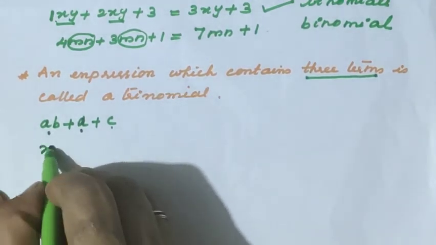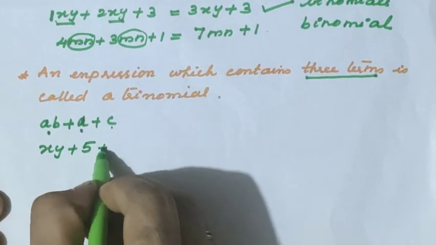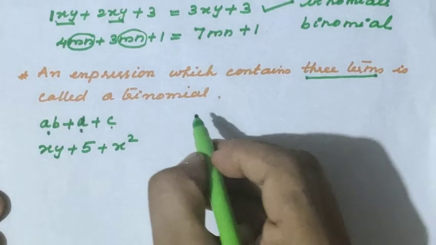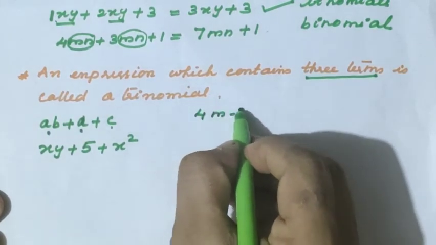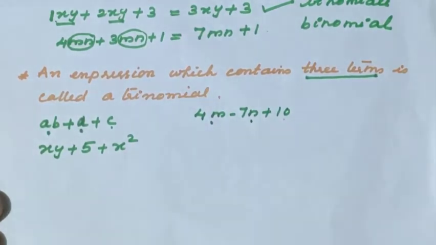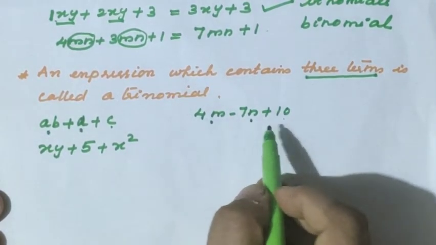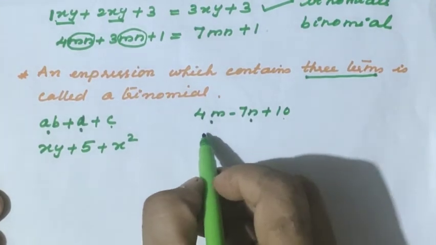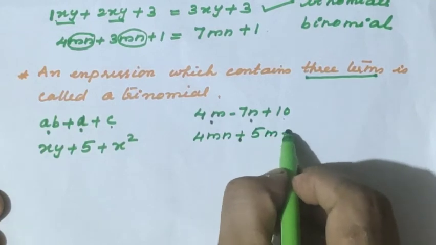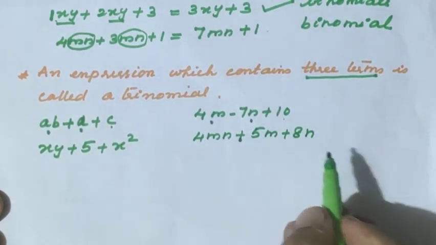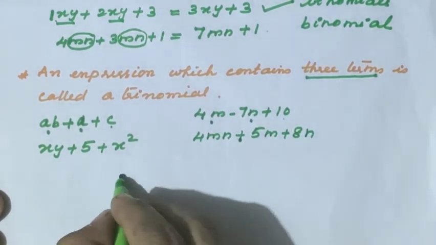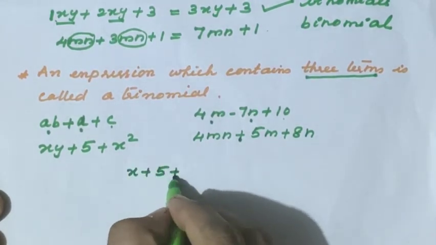Another example, xy plus 5 plus x square. How many terms? 3 terms. It is also an example for trinomial. 4m minus 7n plus 10. First term, second term, third term, and like terms you can also see, so it is 3 terms. It's an example for trinomial. 4mn plus 5m plus 8n. Again 3 terms are there. This is also an example for trinomial. Now let us check another example. x plus 5 plus x.